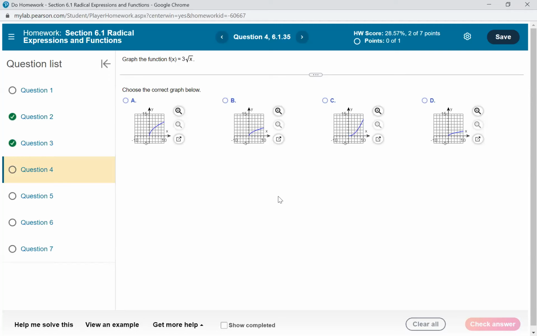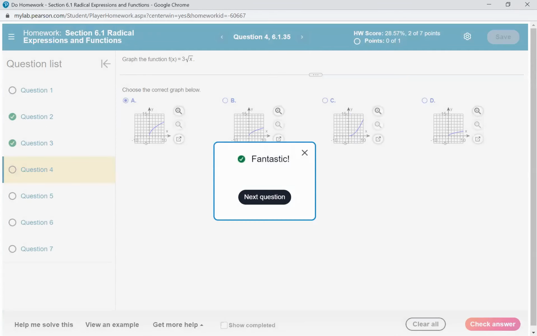I had a 3 square root of X. So what do we go with that? And that was like the one I did first. Let's try A, because A is going uphill to the right. Bam, there you go.